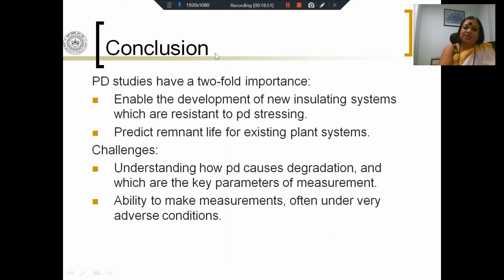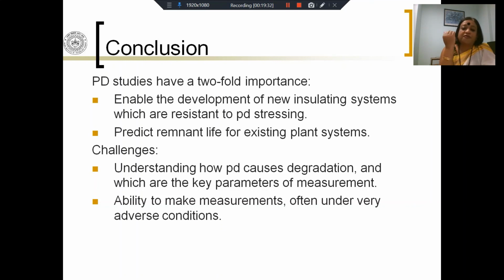To conclude, PD studies therefore have twofold importance. They enable the development of new insulating systems. If you know what causes PD, if you know what the PD stresses are and how PD stresses can cause degradation of your system, you can prevent it. So PD studies can enable the development of new insulating systems which are resistant to PD stressing. In fact, we will discuss in a later lecture how certain materials can be designed to be resistant to PD, to treeing or erosion due to PD.